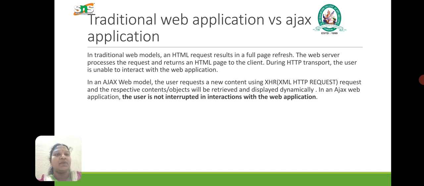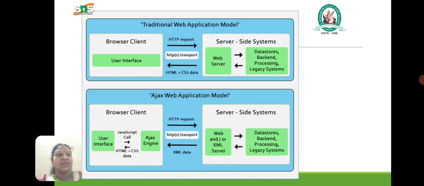In an Ajax web model, the user requests new content using XHR, the XMLHttpRequest, and the respective content objects will be retrieved and displayed dynamically. In an Ajax web application, the user is not interrupted in interaction with the web application. This is an example of the traditional web application model and the Ajax web application model.